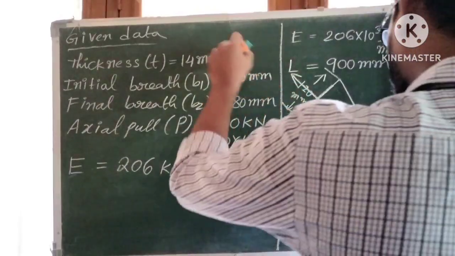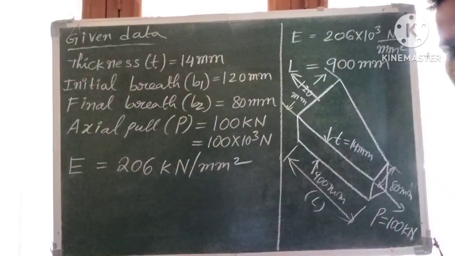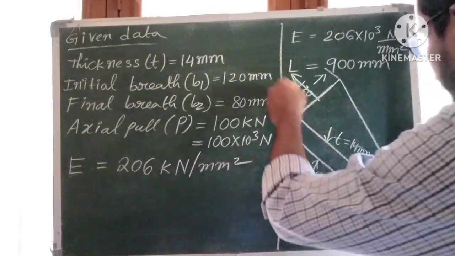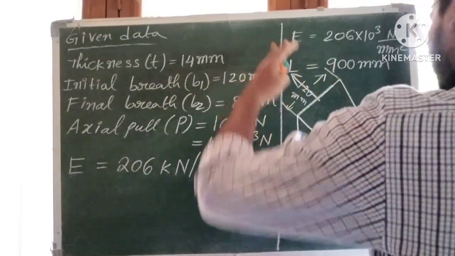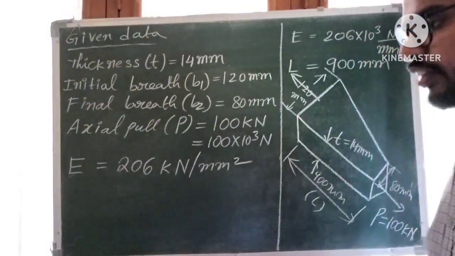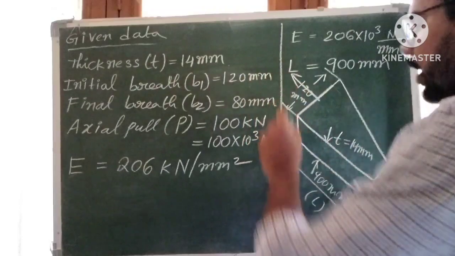Due to axial pull this rectangular plate elongates in the direction of loading. So we need to find change in length or extension of this rectangular plate due to an axial pull of 100 kilonewtons. So whenever we apply axial load, this rectangular plate elongates.